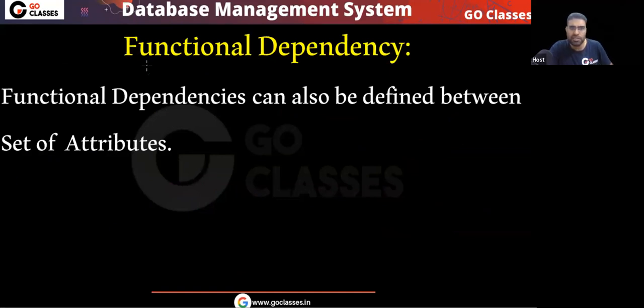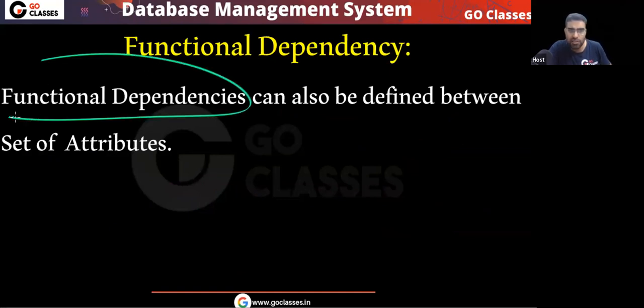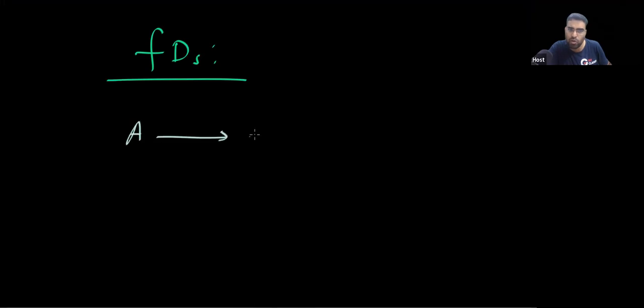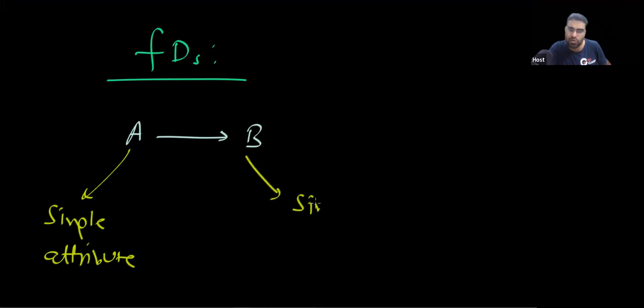Okay. Now let's see another. Functional dependencies you can define between sets of attributes also. So far, if you notice, we have defined functional dependencies from attribute to attribute. Yes or no? Agree with me? So far, these were single attributes.